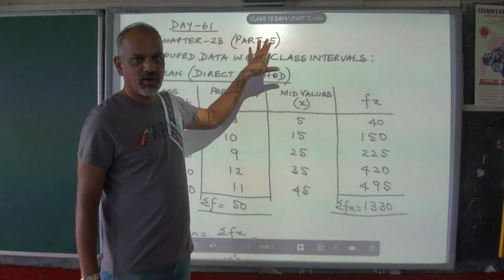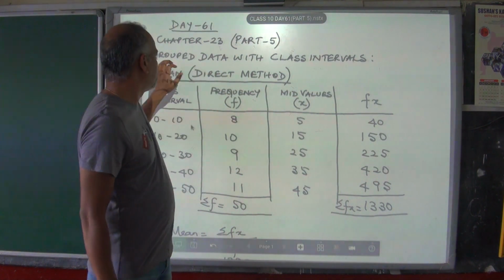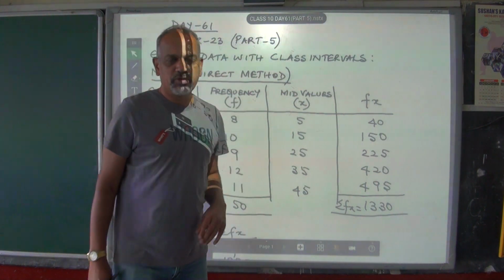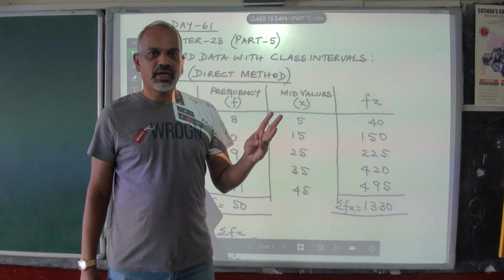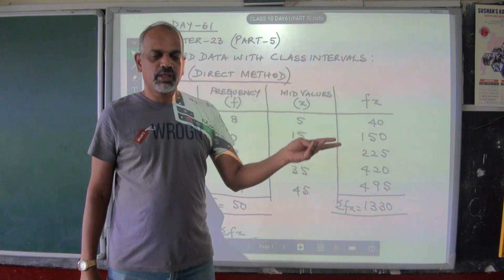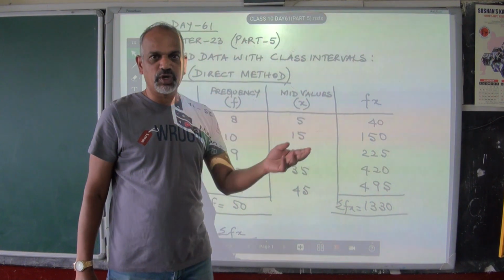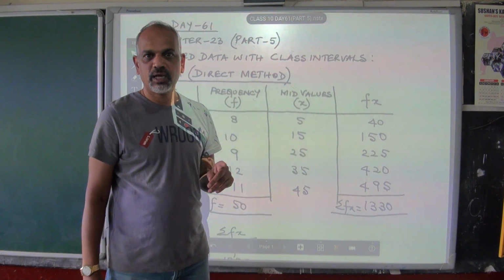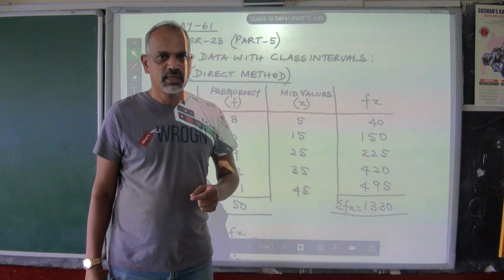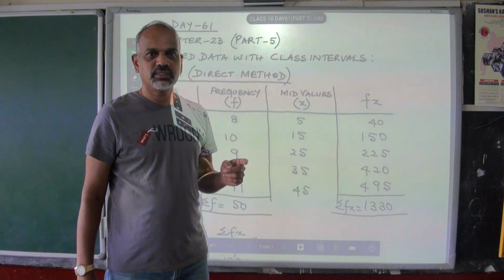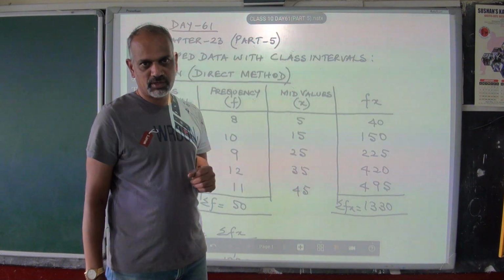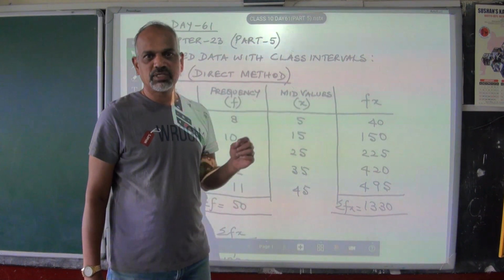This is part 5 of chapter 23. Till now, we have seen raw data, otherwise called ungrouped data, for which you have to find mean, median and mode. And we also found quartiles, lower quartile, upper quartile, interquartile range and semi-interquartile range for raw data, otherwise called ungrouped data.